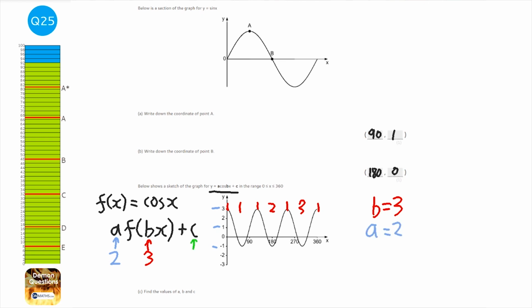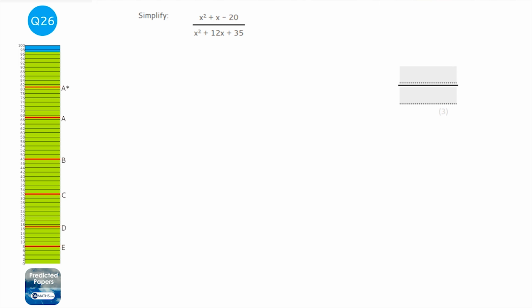And the c at the end here tells us how far it's shifted on the y-axis. If it's outside the function, it goes on the y-axis. Well, as said before, it would normally be at 1, and it's now moved up to 3. So it's moved up 2. So therefore c equals 2. Okay, if you want to pause the video now and have a go, otherwise let's get started.